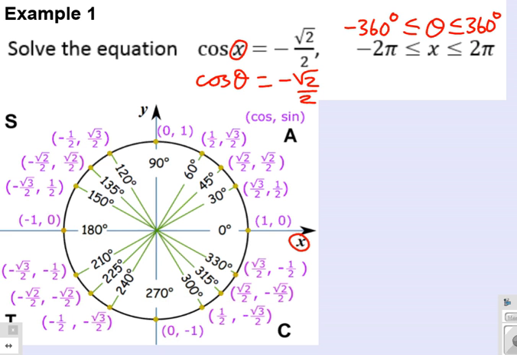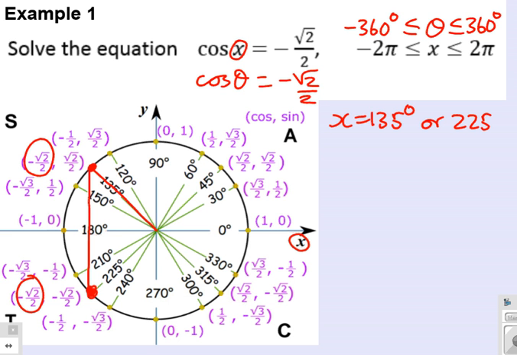We can see from the unit circle one answer to the equation immediately right here, because the cosine is the x-coordinate and it's negative root 2 over 2. Now, by symmetry of the unit circle, we can see with a vertical line, there's another solution right here, 225. So we already have two answers. X is 135 degrees or 225 degrees.